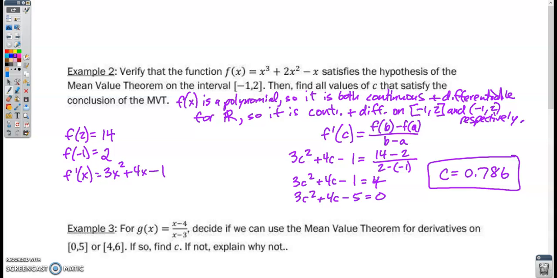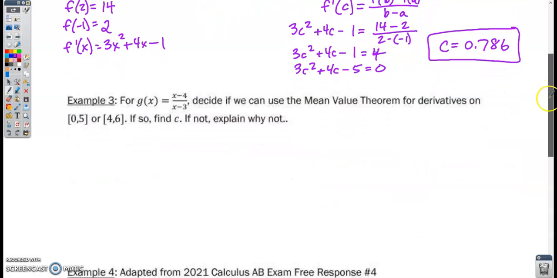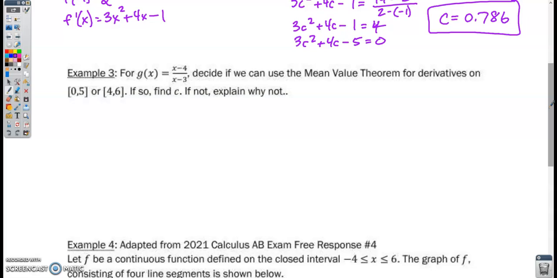In this video we're going to continue our lesson on using the mean value theorem in support of section 5.1 of AP Calculus. So we're going to look next at example 3. For the function g of x equals (x minus 4) over (x minus 3), decide if we can use the mean value theorem for derivatives on the interval from 0 to 5 or the interval from 4 to 6. If so, we're going to find c. If not, we're going to explain why not.